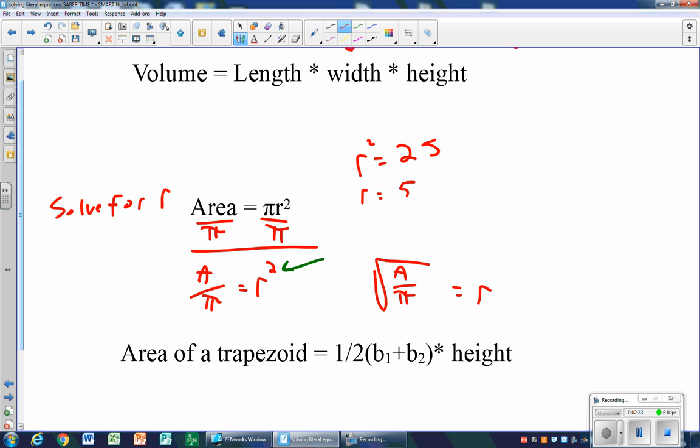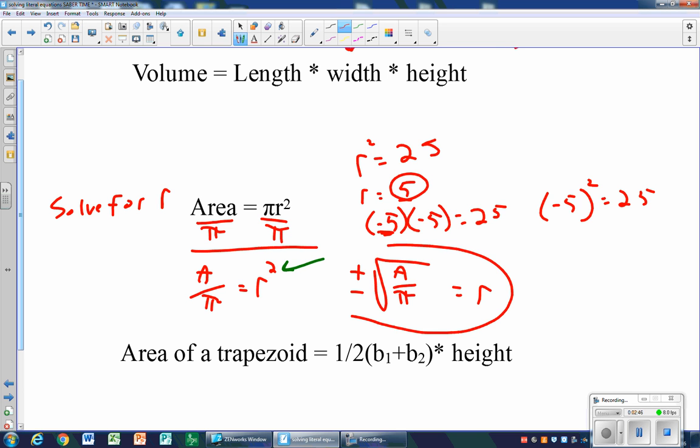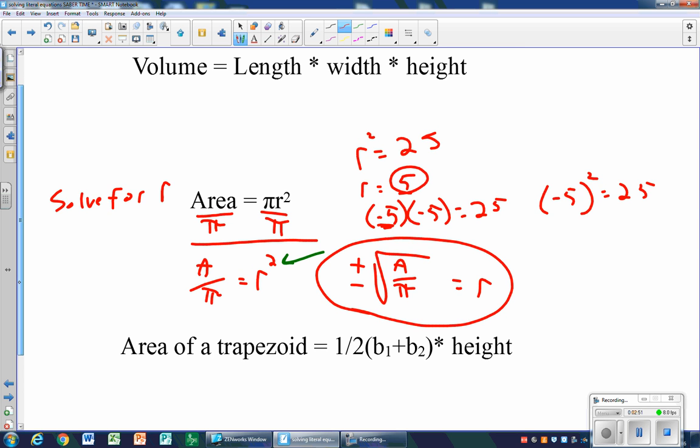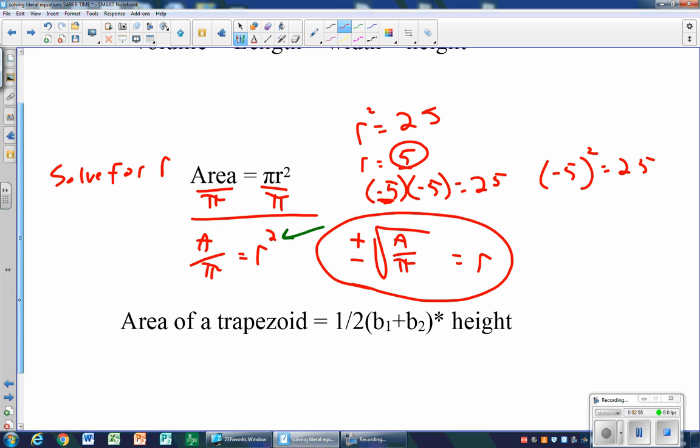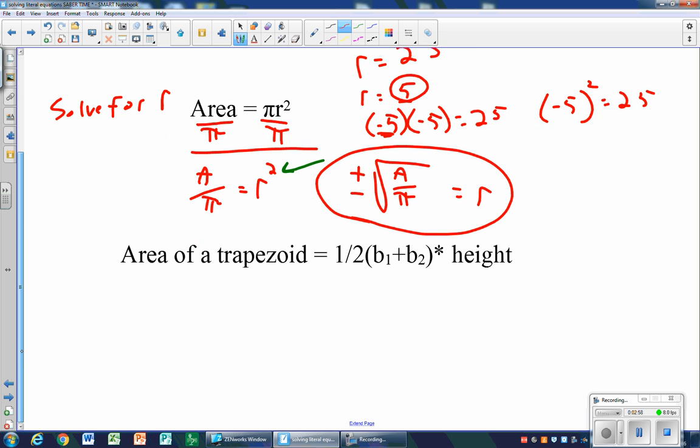But you forgot the most important answer. Negative 5 times negative 5 also equals 25. So what number squared? Negative 5 squared is 25. So what does that mean? We can take the positive value and the negative value, so we have to put a plus or minus there. r equals the positive and negative value of the square root of A divided by pi. That's key. This is a very common question on the Algebra Regents exam.